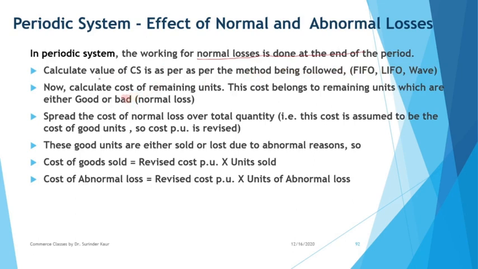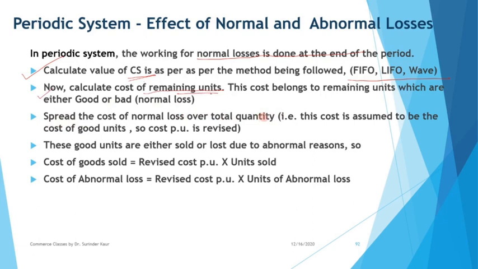So what we shall be doing is we'll calculate the value of closing stock as usual. You see, in this method the closing stock is as per the stock taking system. So closing stock is determined from the stores itself. So we are to measure closing stock as per the method that we are following, FIFO, LIFO or weighted average. Then we'll calculate the cost of the remaining units.